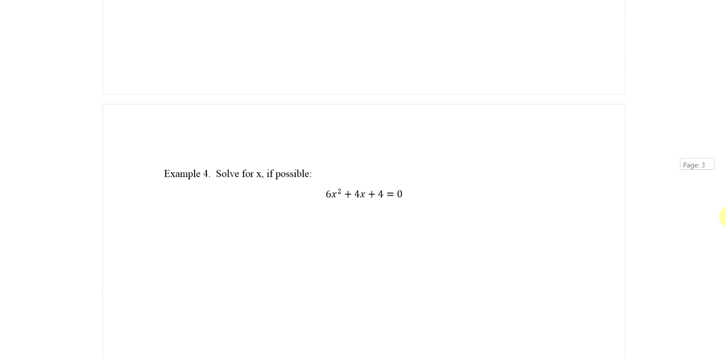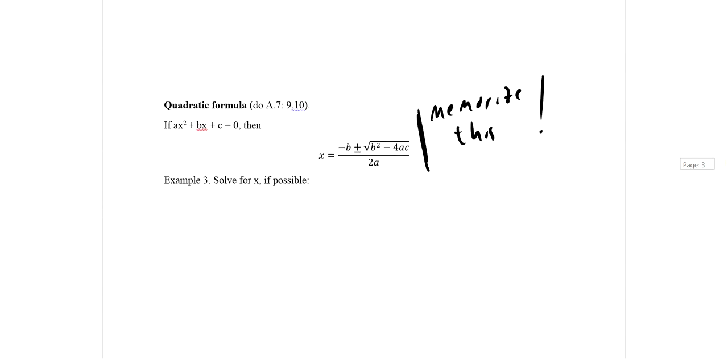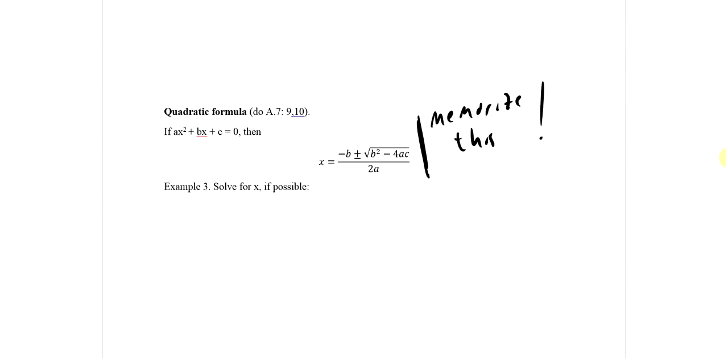So problems 9 and 10 are from the quadratic formula. You will not be given the quadratic formula on a test or on a quiz or anything. You have to have it memorized. So if you have a quadratic written in this form, ax squared plus bx plus c equals 0, again with 0 on the right-hand side, then x is given by this formula, negative b plus or minus the square root of b squared minus 4ac all over 2a.